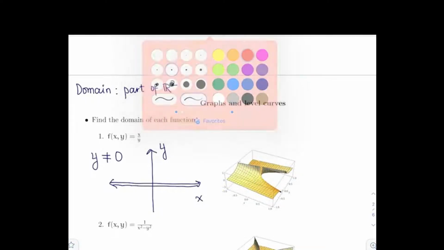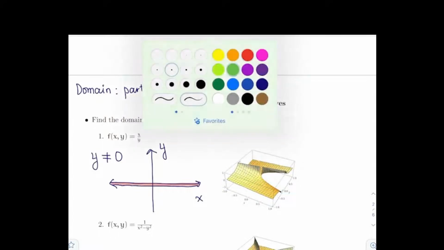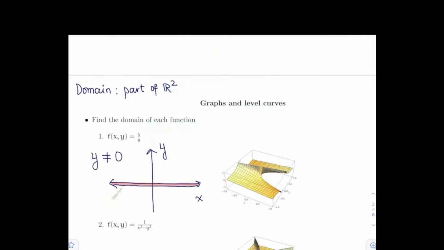I'm going to exclude it by highlighting in red. So part of the domain for this function, what is it? Everything that's not on that line, right? So I'm highlighting my domain in green. All points, all ordered pairs x, y, except those where y is equal to 0. And here on the graph, let me go ahead and highlight it here. It is this portion right here.